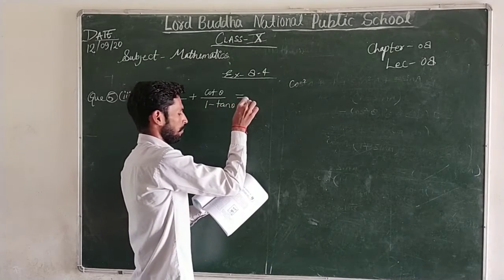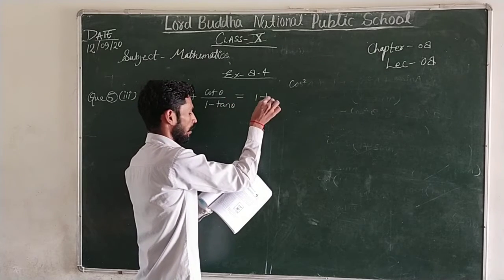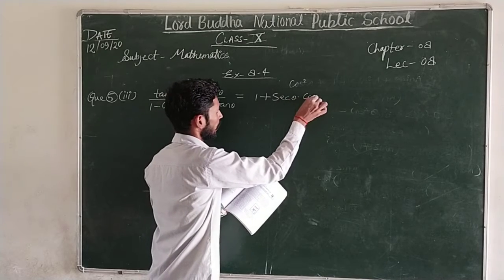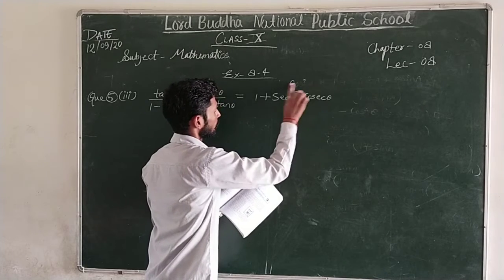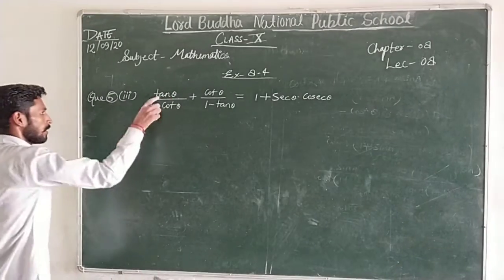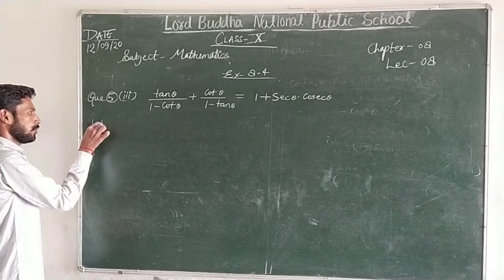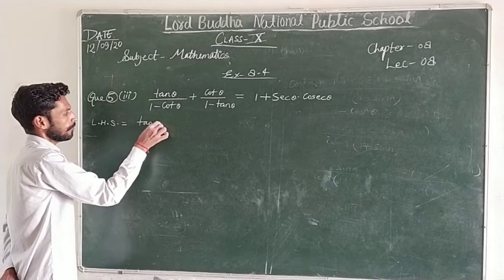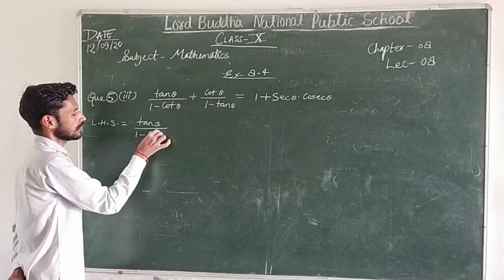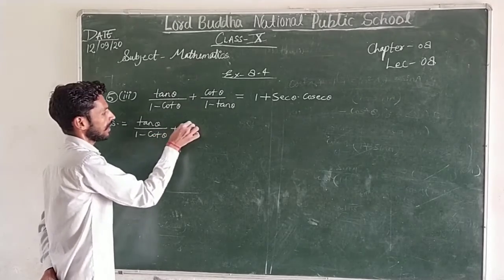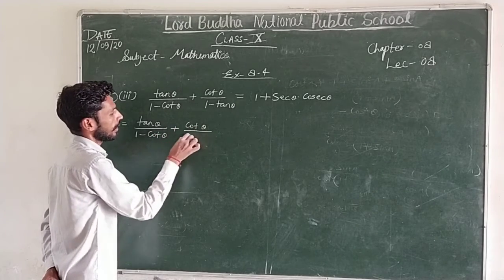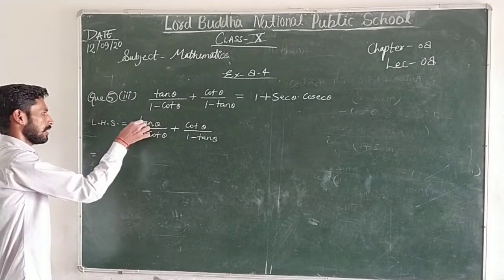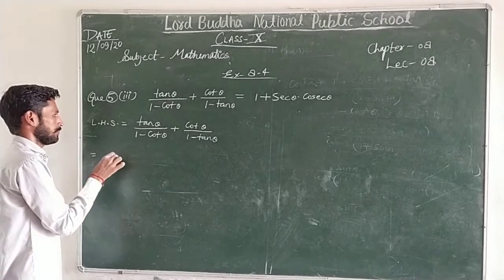It should be proven as 1 plus sec theta into cosec theta. Now we are choosing the left hand side, which is tan theta upon 1 minus cot theta plus cot theta upon 1 minus tan theta. Break it into sin and cos terms.